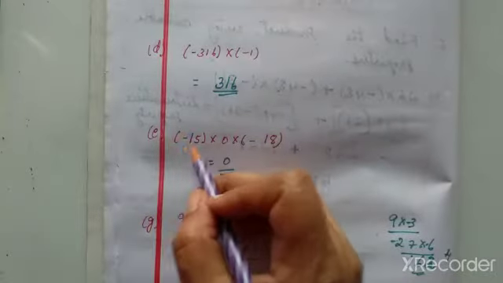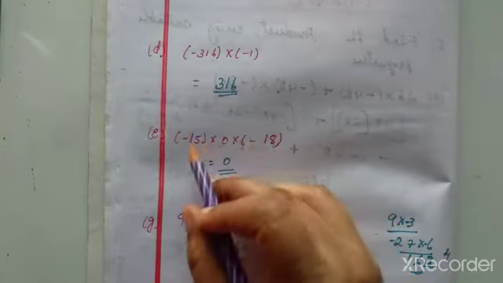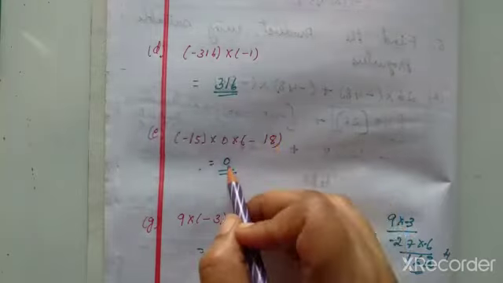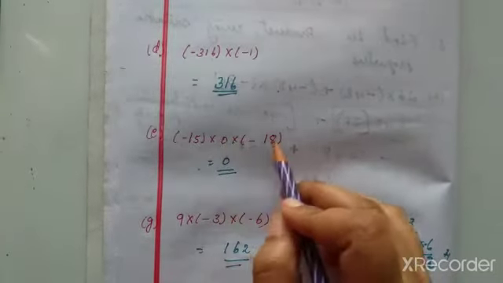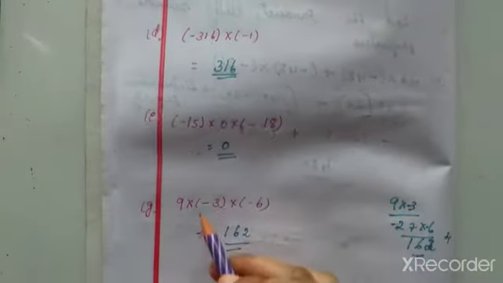Now E1, minus 15 into 0 into minus 18 is a question. Minus 15 into 0 is 0. 0 into 18 is 0. Any number, 15 into 0 is 0. 0 into 18 is 0. Minus into minus means plus, no need to write, or 0.